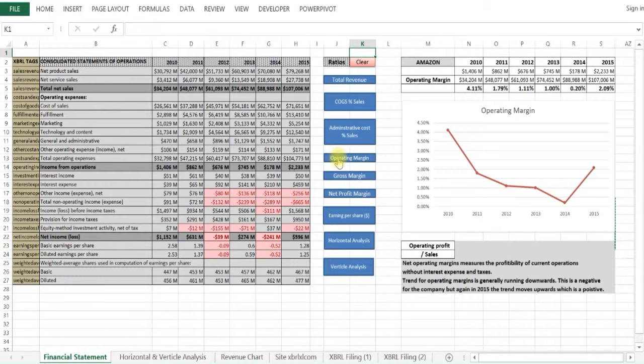Operating margin. Net operating margin measures the profitability of current operations without interest expense and taxes. The trend for operating margins is generally running downwards. This is a negative for the company, but again in 2015, the trend moves upwards, which is a positive.